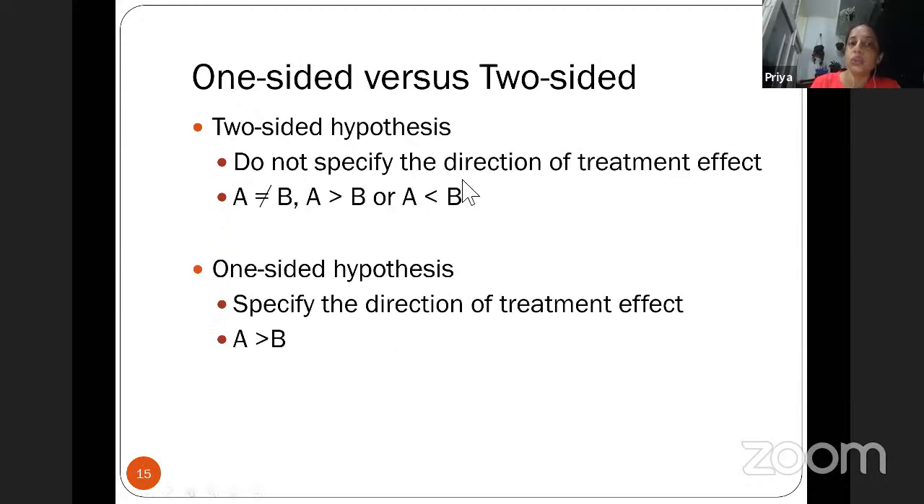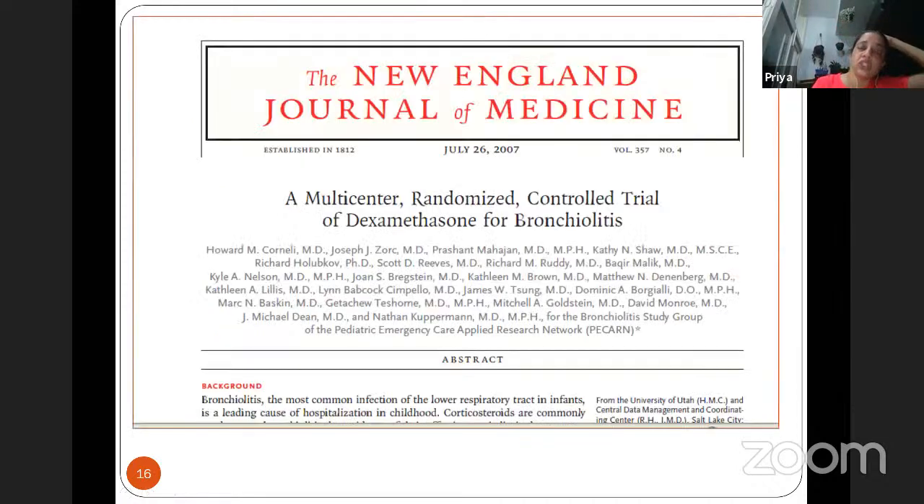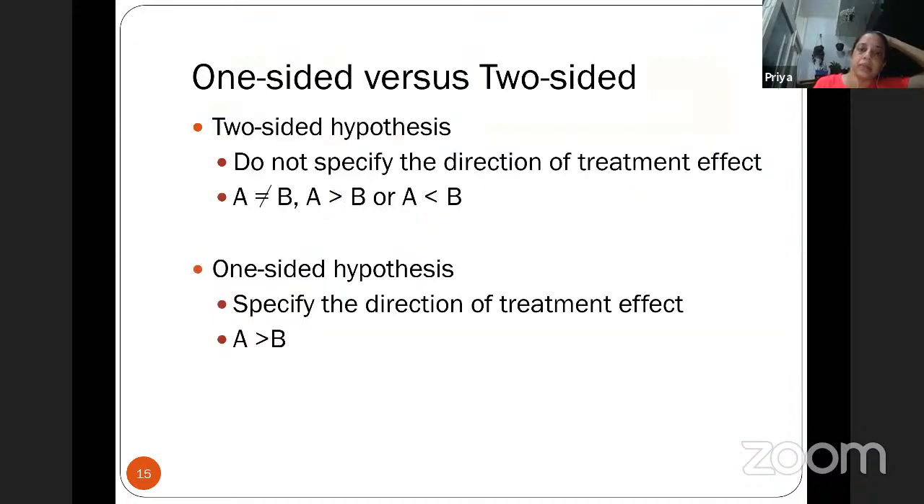In a two-sided hypothesis, we do not specify the direction of treatment effect. We just say A is not equal to B. We allow for both A to be greater than B or A to be less than B. We do not say which one is better than the other. On the other hand, a one-sided hypothesis specifies which direction we're looking at. We specify that we are only going to look at whether the experimental arm is better than the control arm.